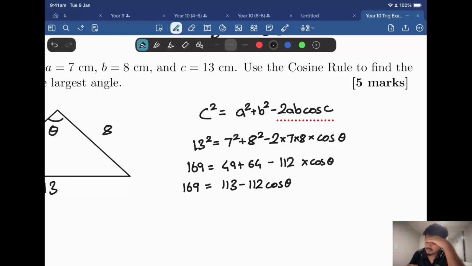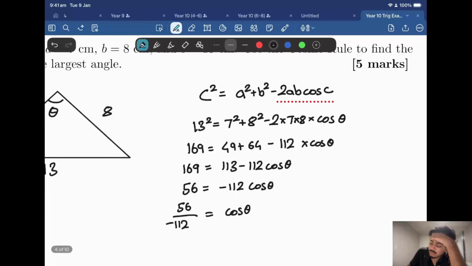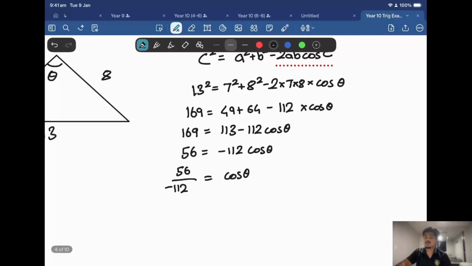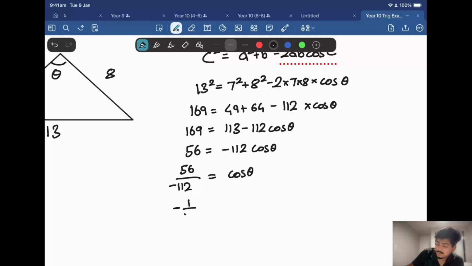Okay, so we do 169 minus 113, that's 56, is equal to negative 112 cos theta. Then we do 56 over negative 112 is equal to cos theta. So 56 over negative 112, what's that? You should know this off the top of your heads. That's negative 1 over 2 is equal to cos theta.